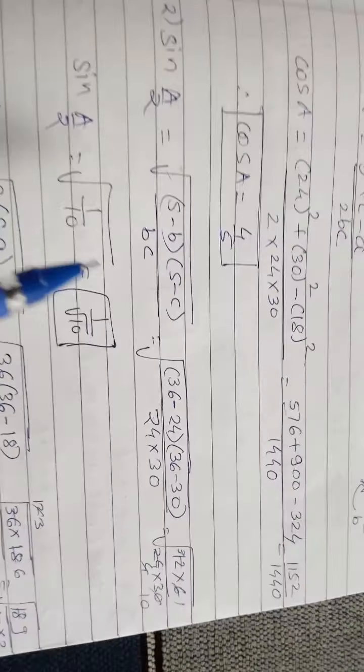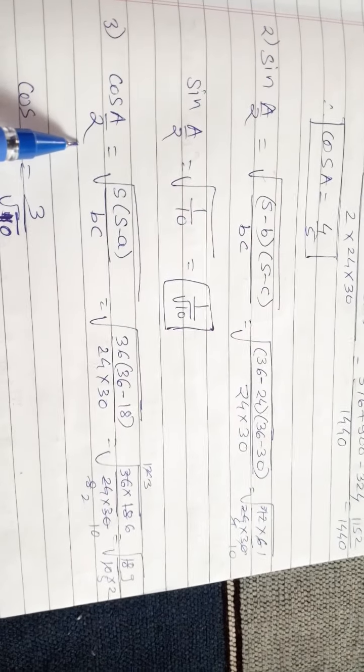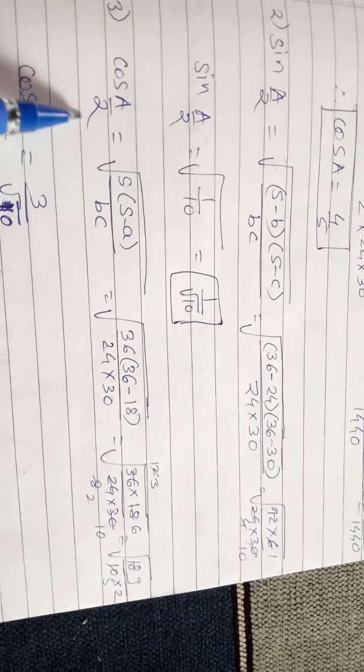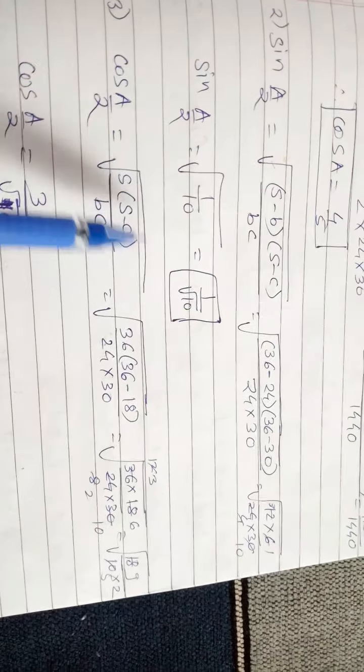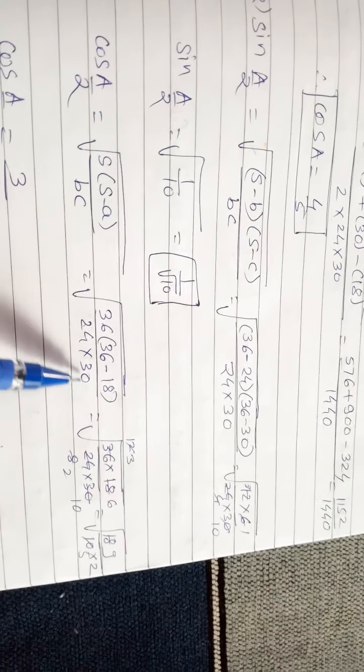Now see cos A by 2. Same here, again the half angle formula, that is cos A by 2 is equal to root of s into (s minus a) upon bc. So put down the values. s is 36, 36 minus 18, the value of a that is given in your example. Next b is 24 and c is 30.